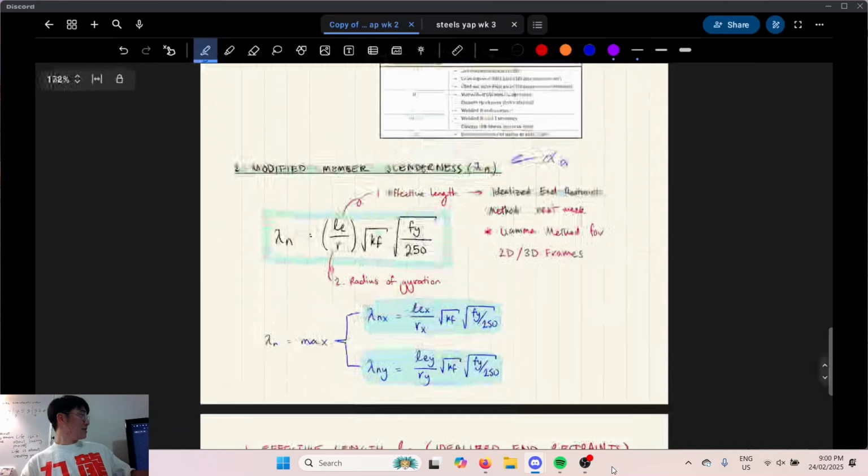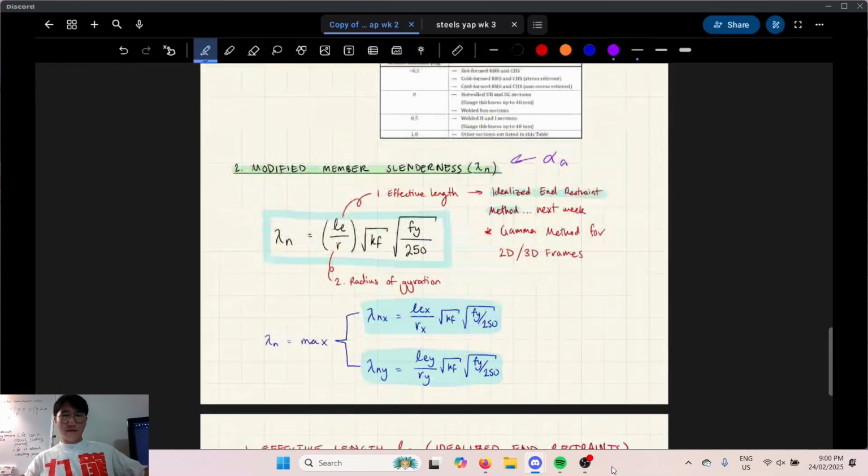Okay, so modified member slenderness, lambda n. This is basically everything we've been talking about in terms of slenderness ratio, compacted into one formula. One part has to do with KF, your section and its proneness to buckling. The other thing is material strength, which is going to affect your slenderness as well, so that's Fy.